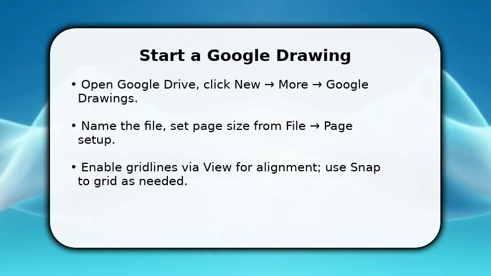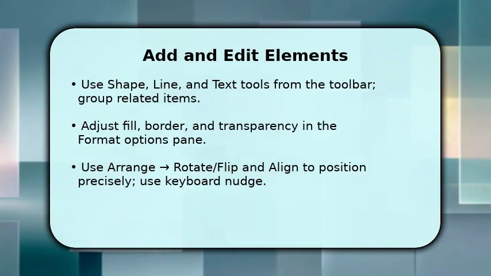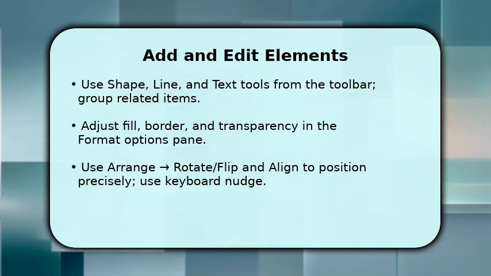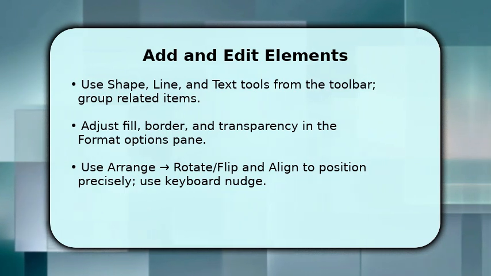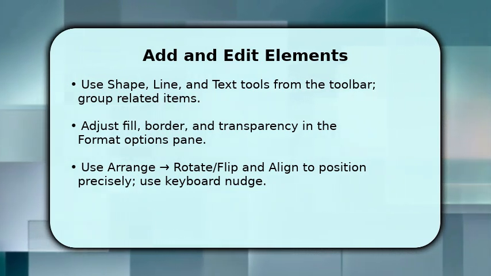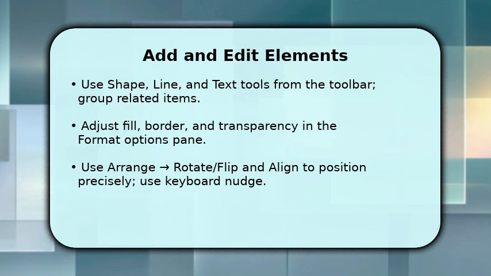You add content using the shape, line, and text tools on the toolbar. Click then drag to place. After placing, open Format options to change fill color, border weight, and transparency so that hierarchy is obvious. Group related objects with Ctrl+G to move or resize them together. This saves time when scaling.